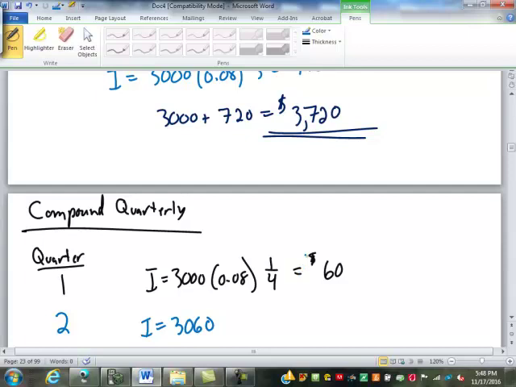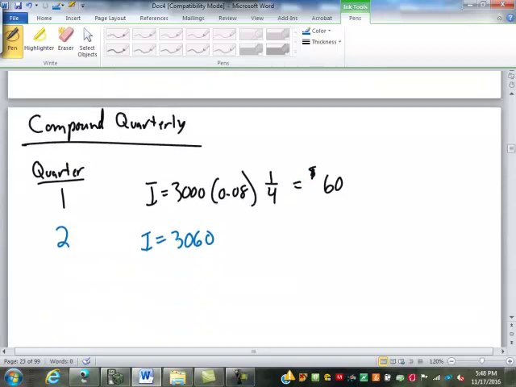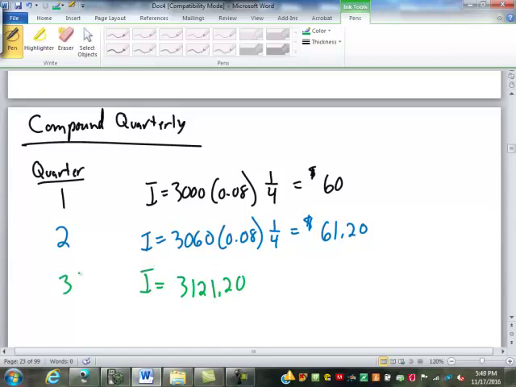So my interest for quarter two is 3,060 times 0.08 times 1/4 again, which is $61.20. So once again, I add that on. I now have $3,121.20. So for quarter three, my interest is based off of that amount.